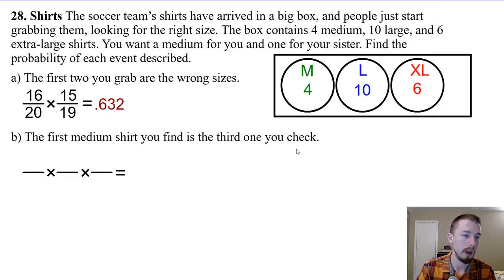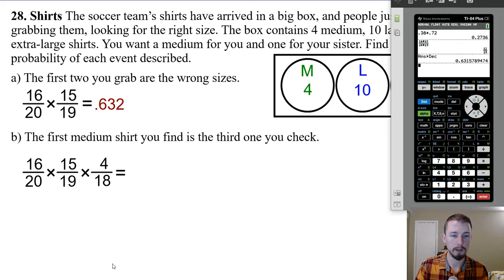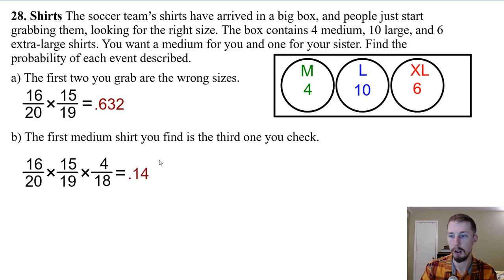All right. The first medium you find is the third one. So if the first medium you find is the third one, means the first two had to be not a medium, which is the same probability we just did, by the way. The only difference is now we're multiplying that by the third one being a medium, which was 4 out of the remaining 18 shirts. Again, assuming that we didn't put them back. So I'm going to take my previous answer and just simply multiply it by 4 and divide it by 18, which will give us 14%. So that's a very specific outcome of finding the first medium on the third shirt that you drew without replacement.